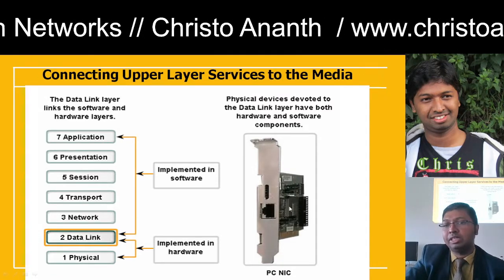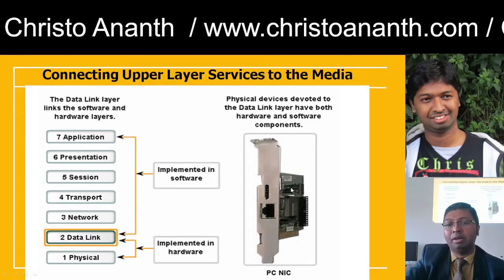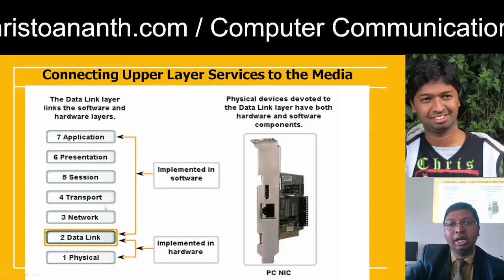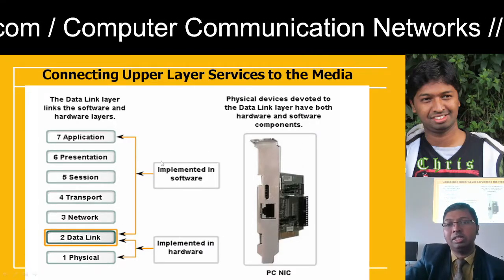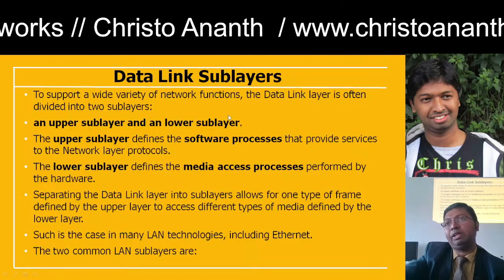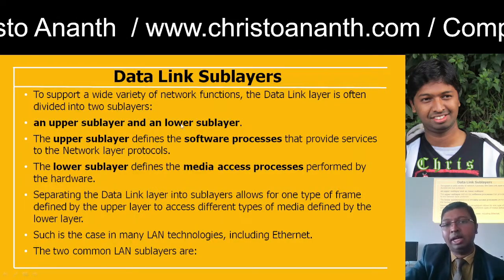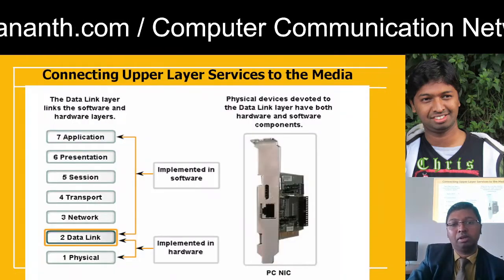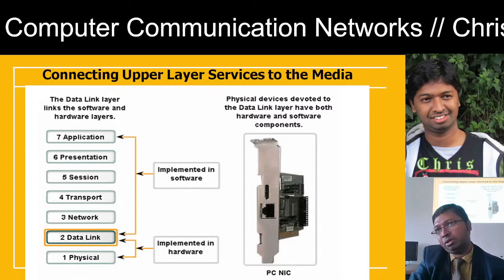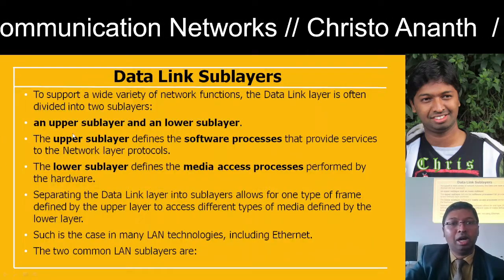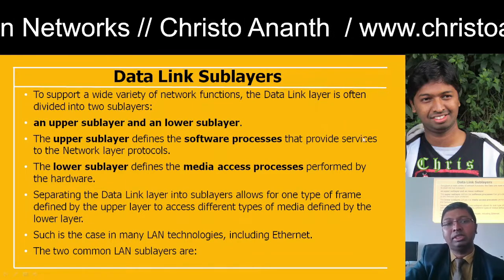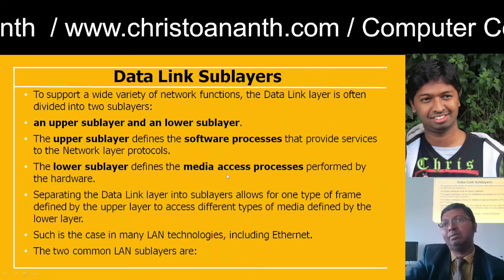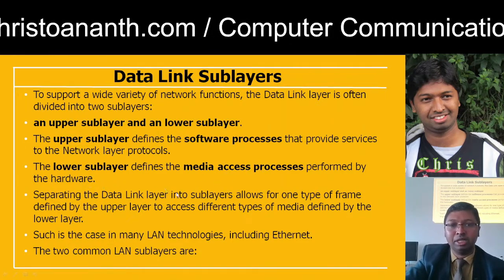And there are physical devices as well, as you see in the diagram: the network interface card. The physical devices devoted to the data link layer have both hardware as well as software components. In the first slide I told you, we have the upper sublayer and the lower sublayer. The upper sublayer is the software process that provides services to the network layer protocols. In the lower sublayer we have the MAC, media access process, provided by the hardware.